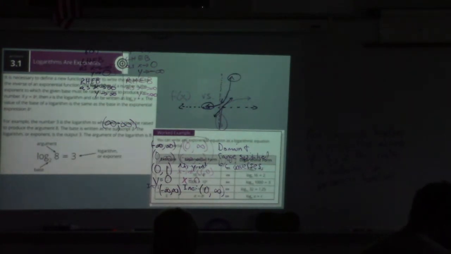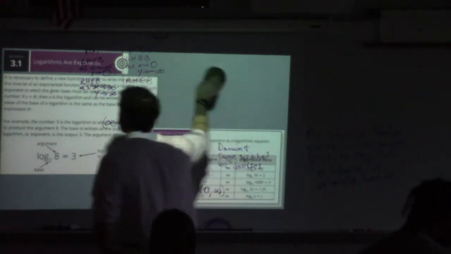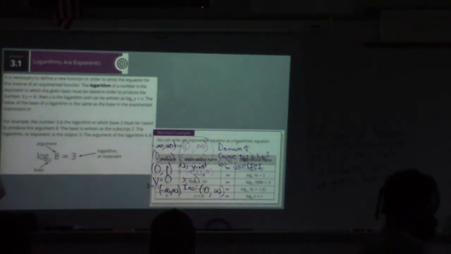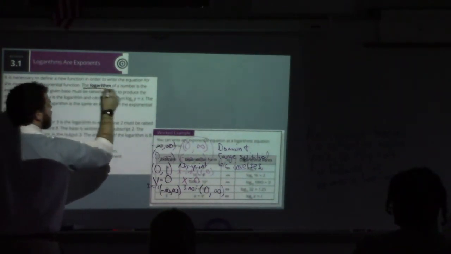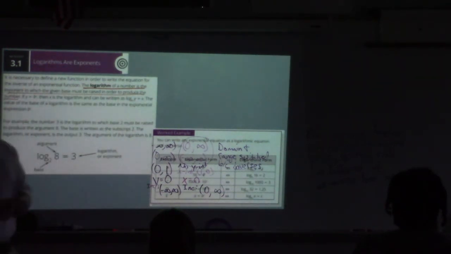All right. No one had any questions, so I'm moving to 3.1. Is that fair? All right. So, it's necessary to define a new function in order to write the equation for the inverse of an exponential function. The logarithm of a number is the exponent to which the given base must be raised to produce the number. Again, you have a graphic organizer, you need to use it. If you just put this definition, are you going to score well on that graphic organizer? You might get a 3, but take a little bit of extra time to explain what this means and or give examples. Remember, this must be your study guide.